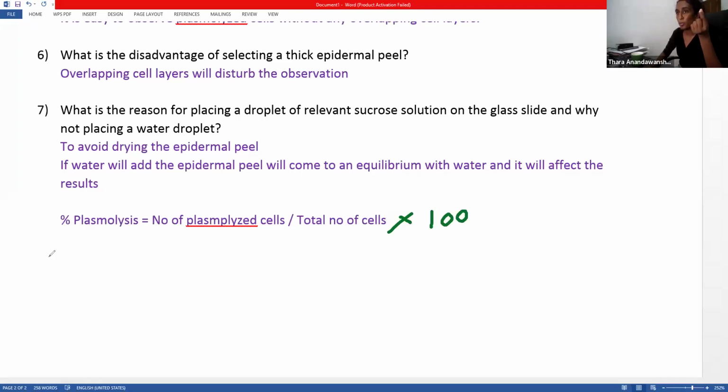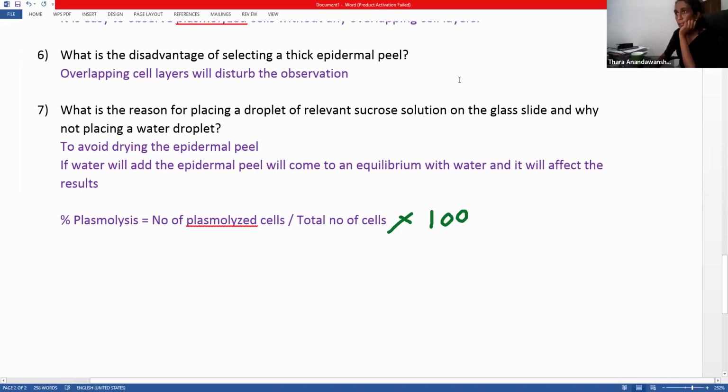So now, how many sucrose solutions do you have here? There are 6 solutions given below. So you have to understand that you have to do this for all 6 solutions. Understood? Got it? Yes, teacher.